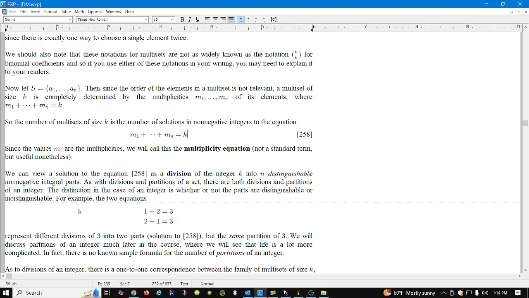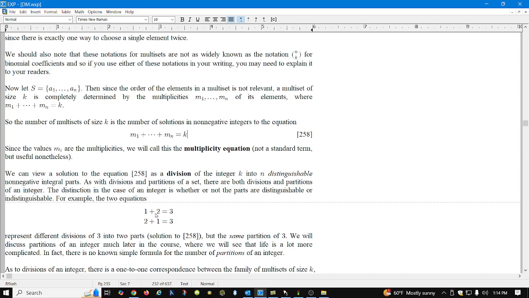There are both divisions and partitions of an integer, and the distinction in the case of an integer is simply whether the parts are distinguishable or indistinguishable. There's no analog of non-empty, and there's no analog of mutually disjoint. So we don't have to worry about those aspects.